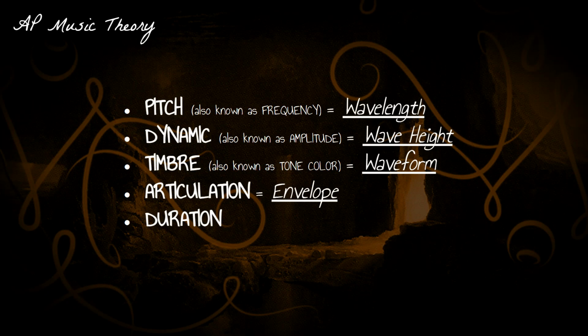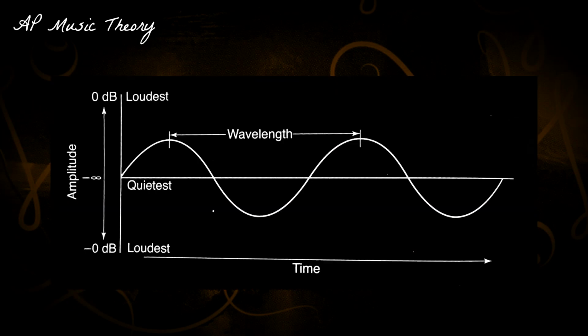The other measurement is the size of each individual wave, its height, or intensity, rather than its length. This is the amplitude of the wave, and it determines the loudness of the sound. In the study of music, amplitude is referred to as dynamic. Here we see a pretty little diagram of wavelength.